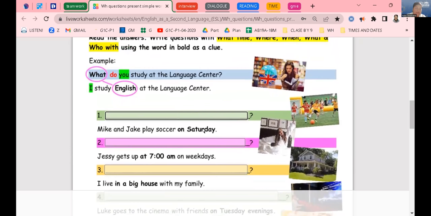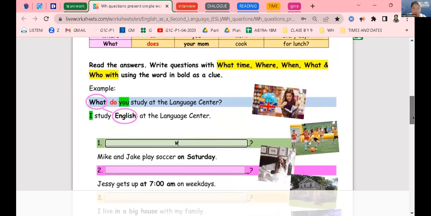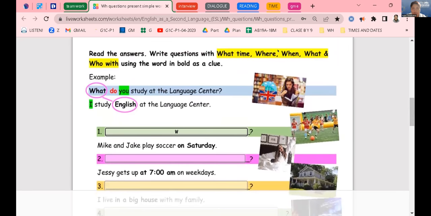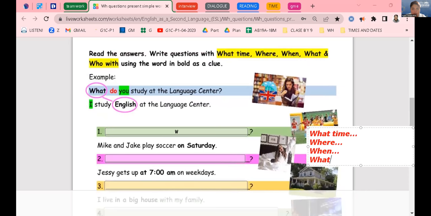Entonces, on Saturday, me está preguntando de qué. El tiempo, ¿verdad? So it could be, vamos, que double H nos está pidiendo ahí que utilicemos. Nos vamos a anotar por acá a un lado. So, what time, where, when, what, and the other one is who, con una preposición, who with, con quién, okay.